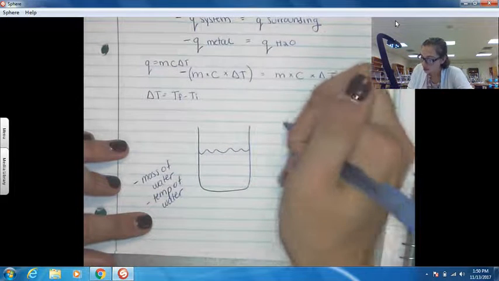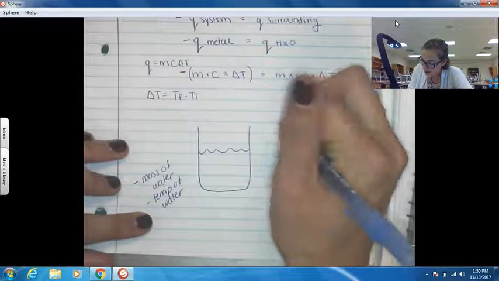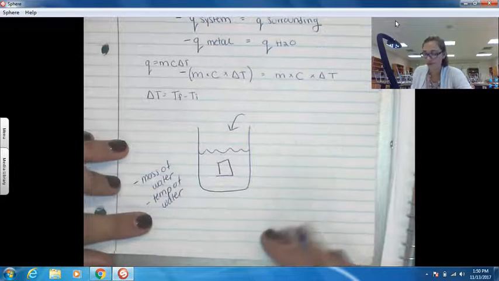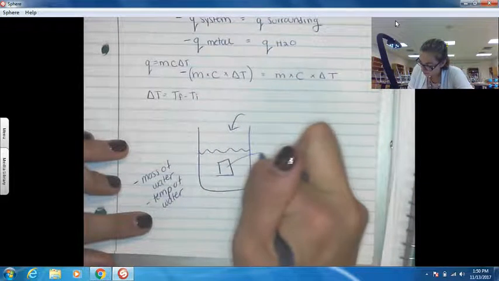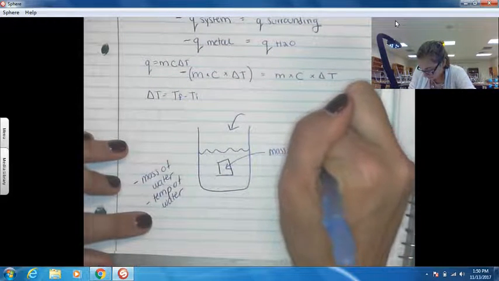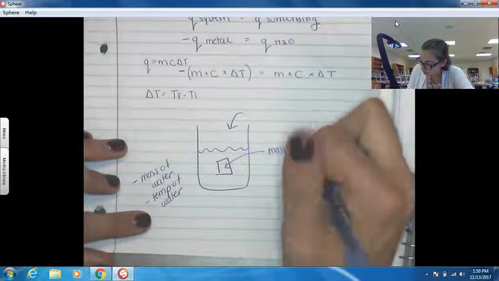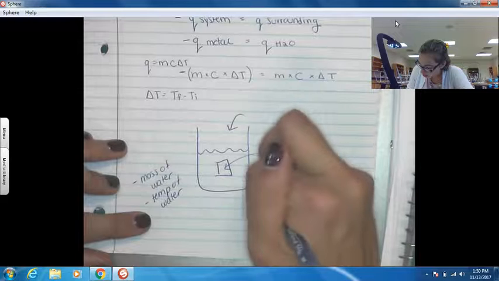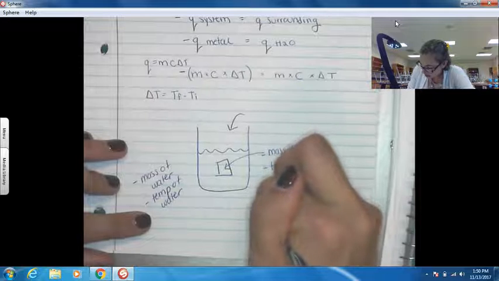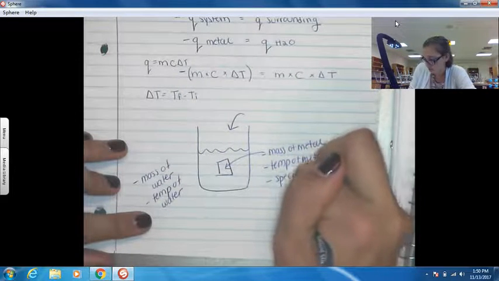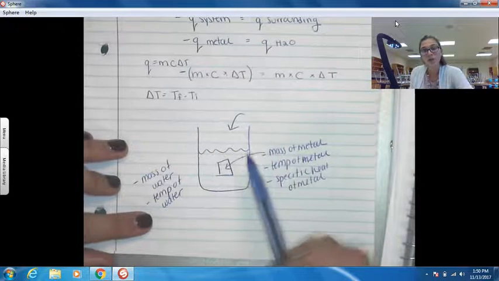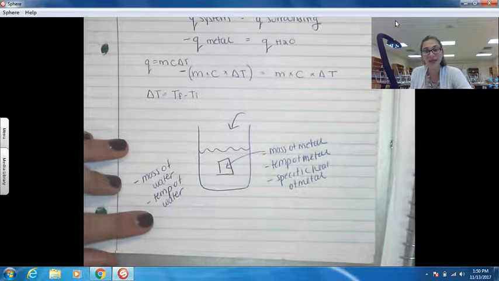Then what we're going to do is we're going to put a piece of metal into the water. Things we need to know about the metal: we need to know the mass of the metal, we need to know the temperature of the metal, and we need to know the specific heat of the metal. Now, we're going to say that the metal is going to be hotter than the water.